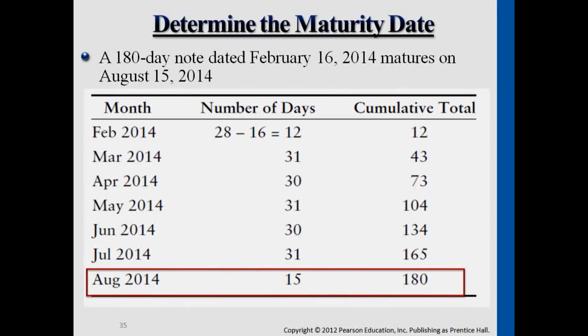If it's a monthly basis note, we won't change the date. So if it's a monthly basis note, it starts off from February 16th, and it's a 2-month note, then the due date will be April 16th. 3 months, May 16th. We won't change the specific date. But for daily basis, you really have to do the calculation.